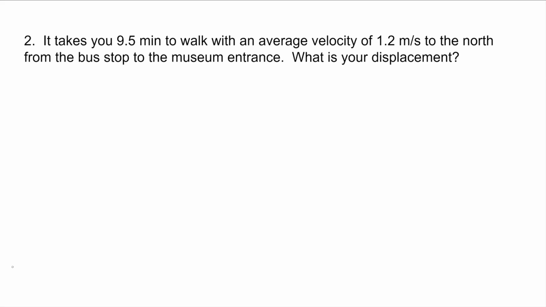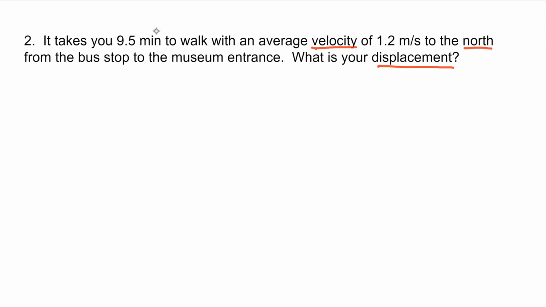Let's do another problem, and this one is going to be a tad bit harder. So it takes you 9.5 minutes to walk with an average velocity of 1.2 meters per second to the north from the bus stop to the museum entrance. What is your displacement? Well, immediately I notice that I'm using velocity and displacement. Both of those are vector quantities, which means I need to have a direction. And there's my direction. So this problem is written very precisely.